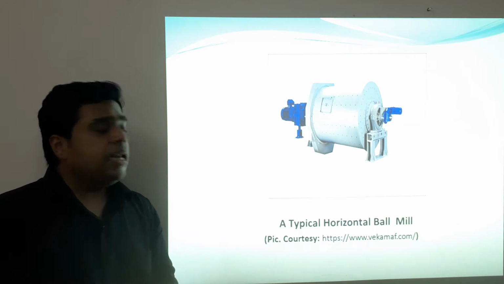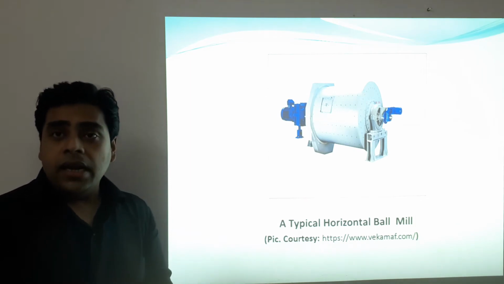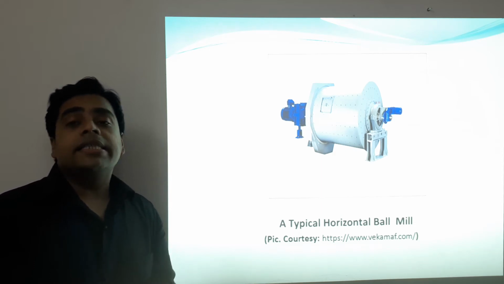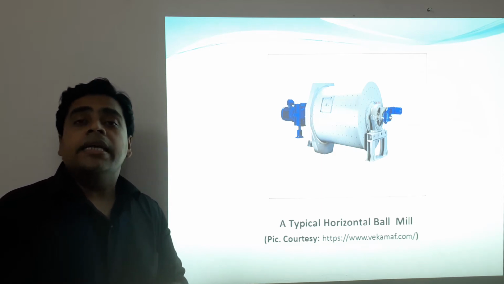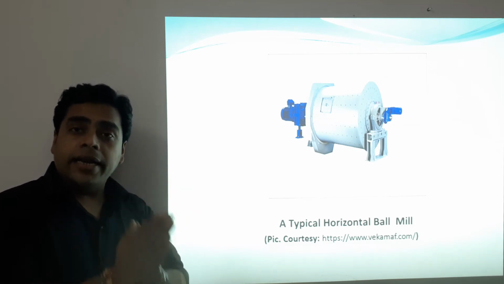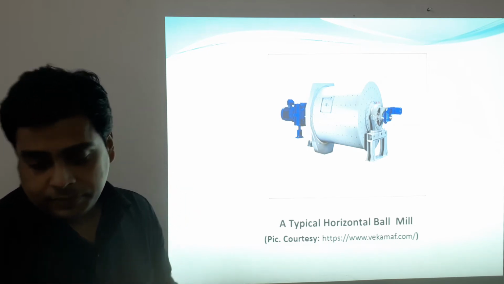This is a typical horizontal ball mill routinely used in pharmaceutical industries for size reduction, and the principle is the impact between the moving balls at a correct or optimum speed.